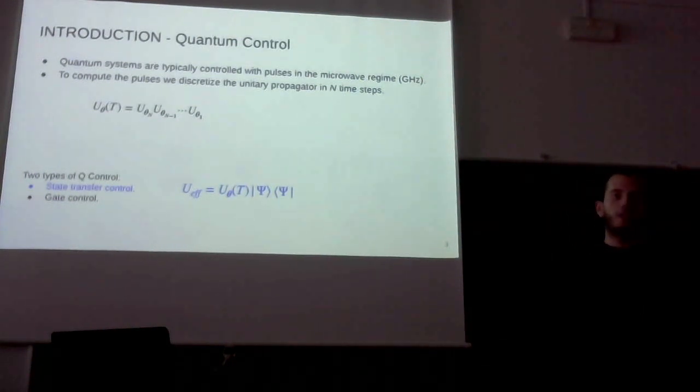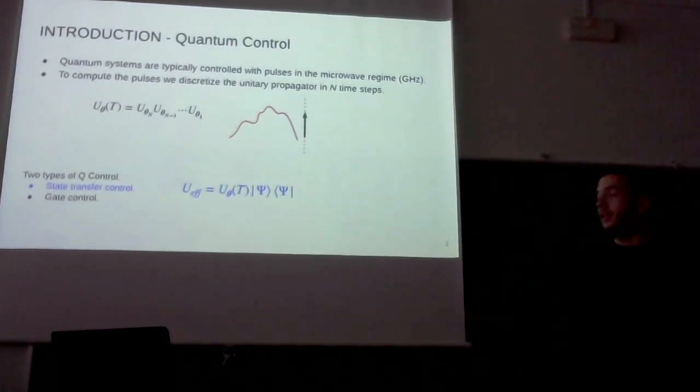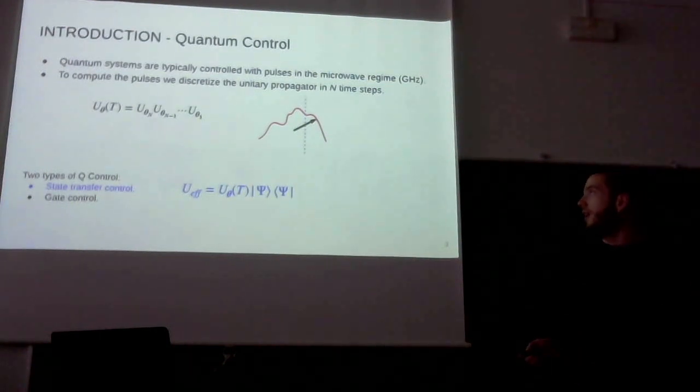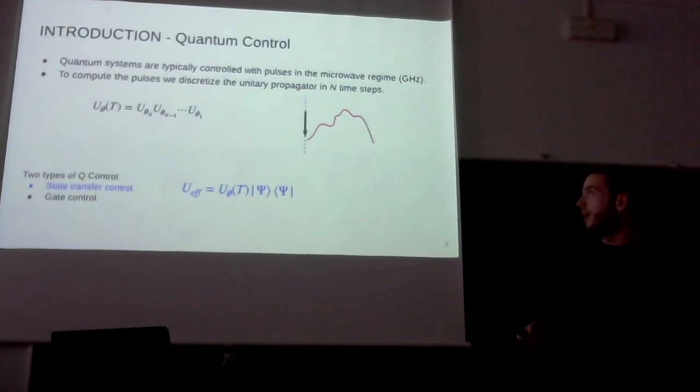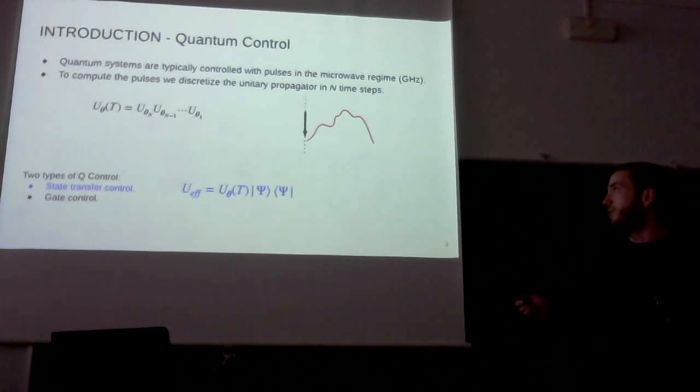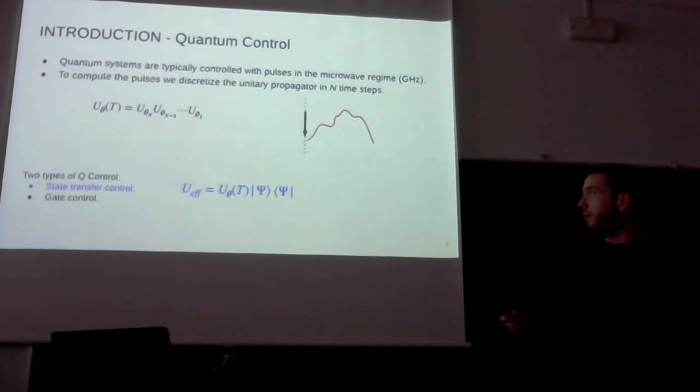Quantum systems are typically controlled with pulses in the microwave regime, and to implement these pulses, we discretize them in time steps. We discretize the time propagator in n time steps. So if we have a spin pointing up, and the red line is a pulse which is going towards the system, when it starts to act on it, it will start to rotate, and at the end of the pulse, at the end of the evolution, it will be, for example, pointing down. And this is, for example, a pi pulse, where we flip the spin.